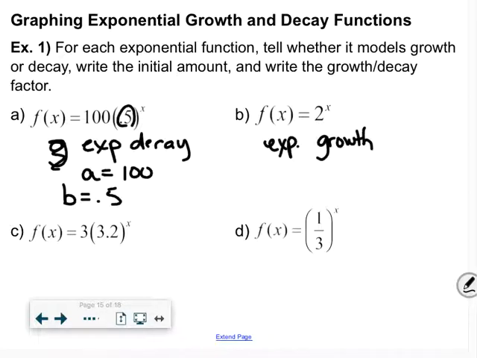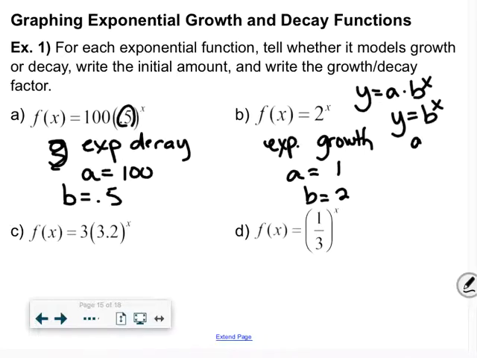Okay, letter B, f of x equals 2 to the x. So this is exponential growth. What's A? I don't see it. Grace? It's 1. The B value is 2. So when you do y equals A times B to the x, if you have y equals B to the x, that meant A was 1. Okay, be careful with that.